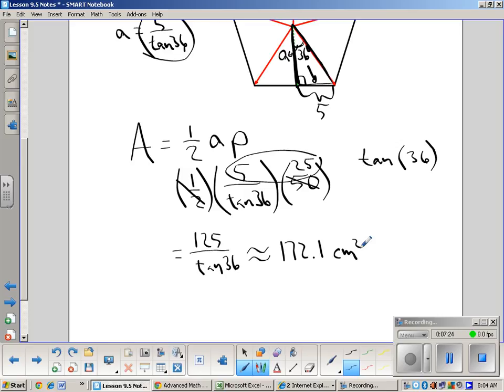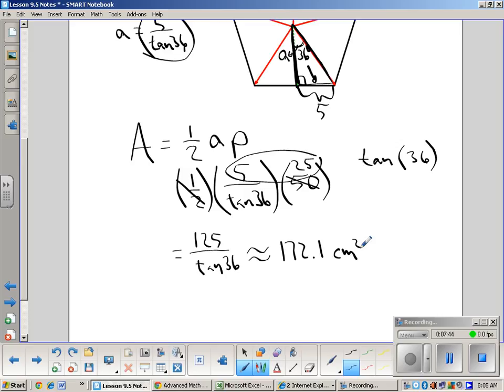We couldn't do this problem before because we didn't have the skills to find the apothem. But now we can use our trig functions to help us find that apothem, that missing distance from the center to the side of the circle.